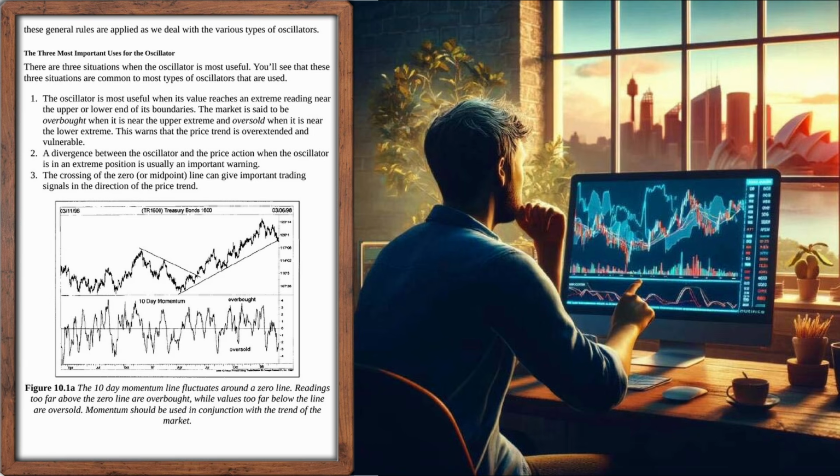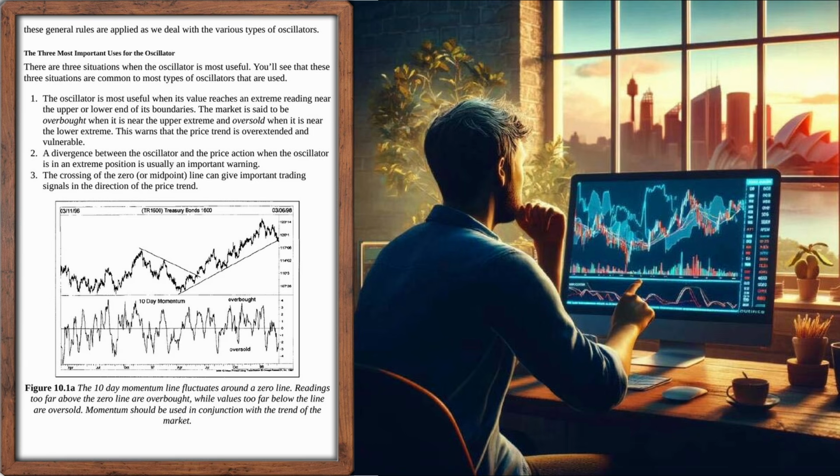There are three situations when the oscillator is most useful. You'll see that these three situations are common to most types of oscillators that are used. 1. The oscillator is most useful when its value reaches an extreme reading near the upper or lower end of its boundaries. The market is said to be overbought when it is near the upper extreme and oversold when it is near the lower extreme. This warns that the price trend is overextended and vulnerable.